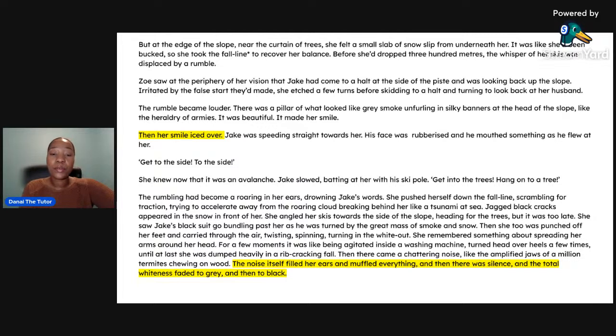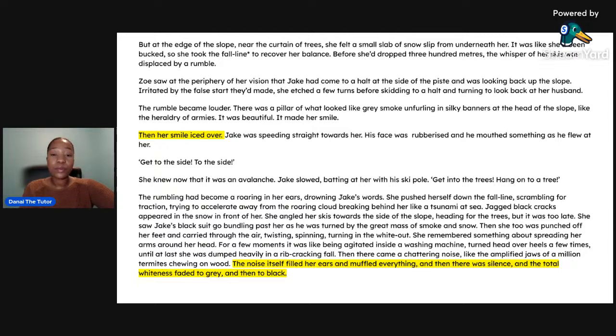Zoe saw at the periphery of her vision that Jake had come to a halt at the side of the piste and was now looking back at the slope. Irritated by the false start they'd made, she etched a few turns before skidding to a halt and turning to look back at her husband. The rumble became louder. There was a pillar of what looked like grey smoke unfurling in silky banners at the head of the slope, like the heraldry of armies.